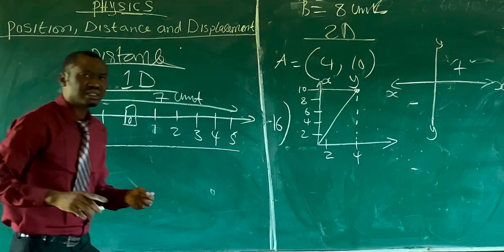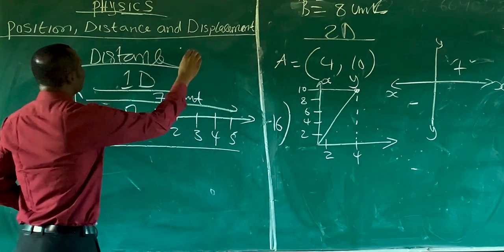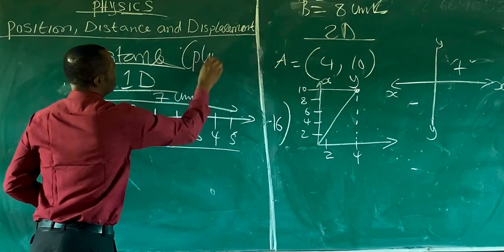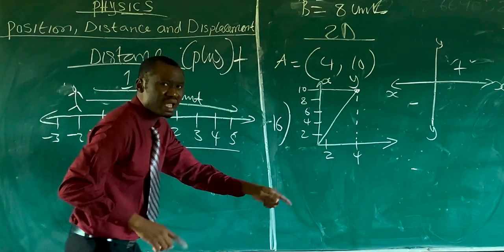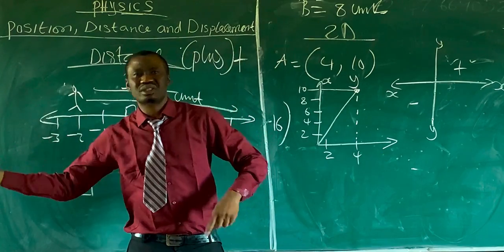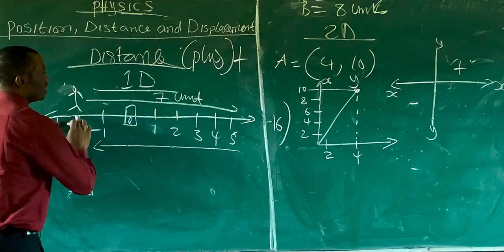I told you distance, you don't need positive or negative. It's always positive. So distance is always plus. There is no negative there. Whether you're going to one side or to the other side, it is always positive. Now we have these to be 7 units.